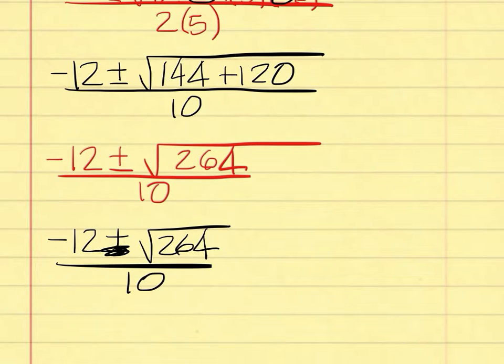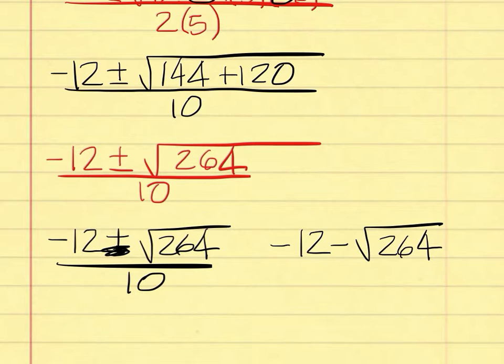All right, what is the other problem going to be? Anderson. Negative 12 minus the square root of 264 divided by 10.